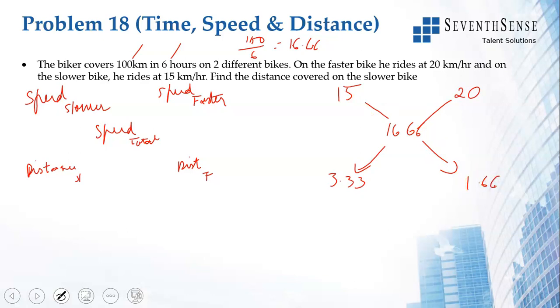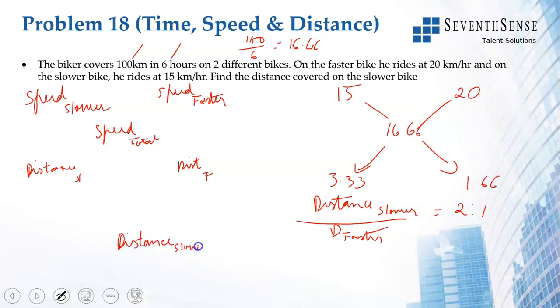What does it mean? This is distance lower. Distance lower by distance faster is in the ratio 3.33 is to 1.66, which is 2 is to 1. So what is the total distance? 100. You'll have to find out the distance covered on the slower bike. So distance covered on the slower bike is 2 divided by 2 plus 1 into 100. So 2 by 3 of 100, you will get 66.66.